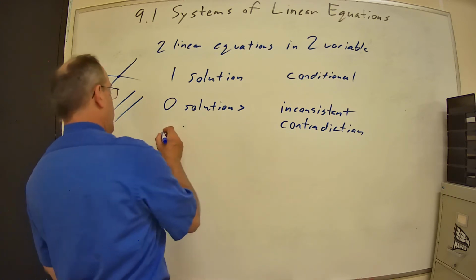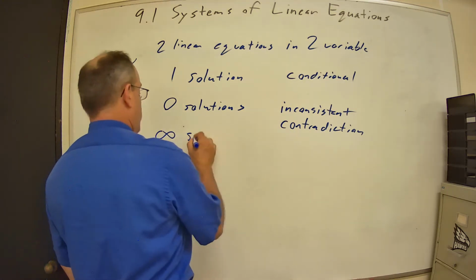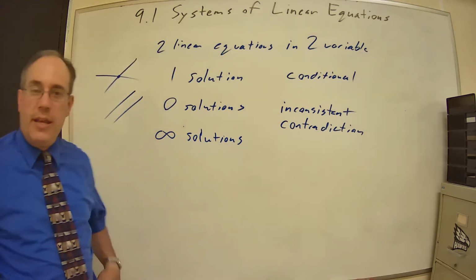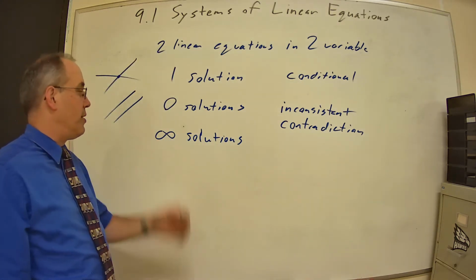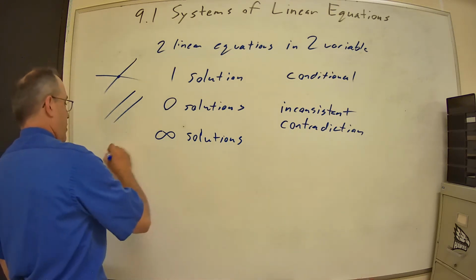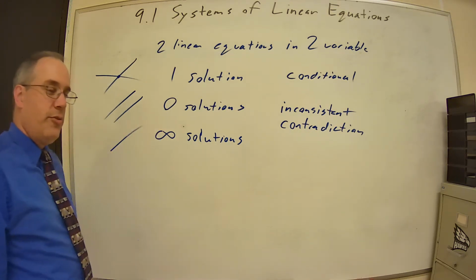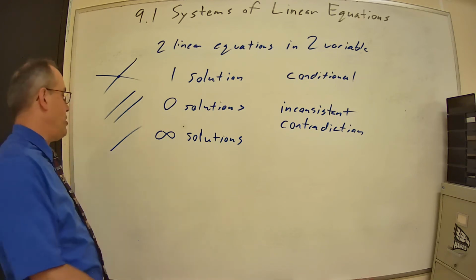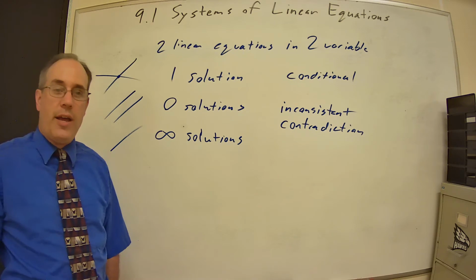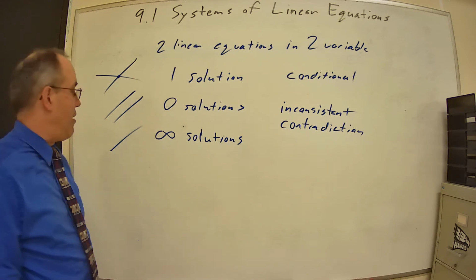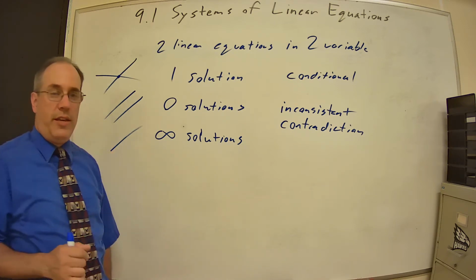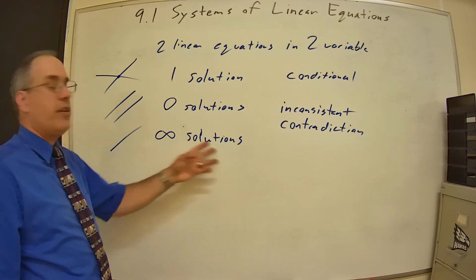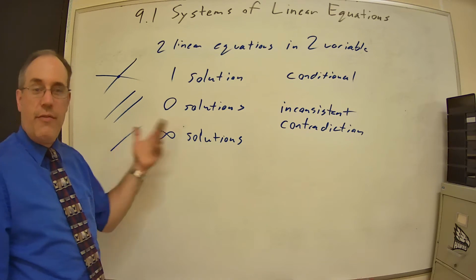The third one is that you have an infinite number of solutions. And by an infinite number of solutions, what I mean is you have two lines that are the same. So your two equations represent the exact same line. In that case, every solution for the one equation will be a solution for the other equation. So there are an infinite number of solutions because a line is infinite.